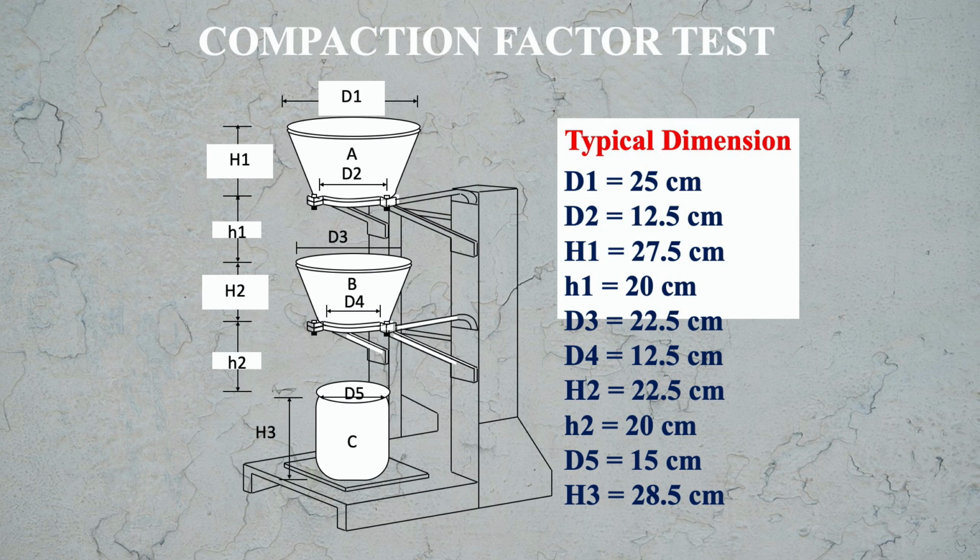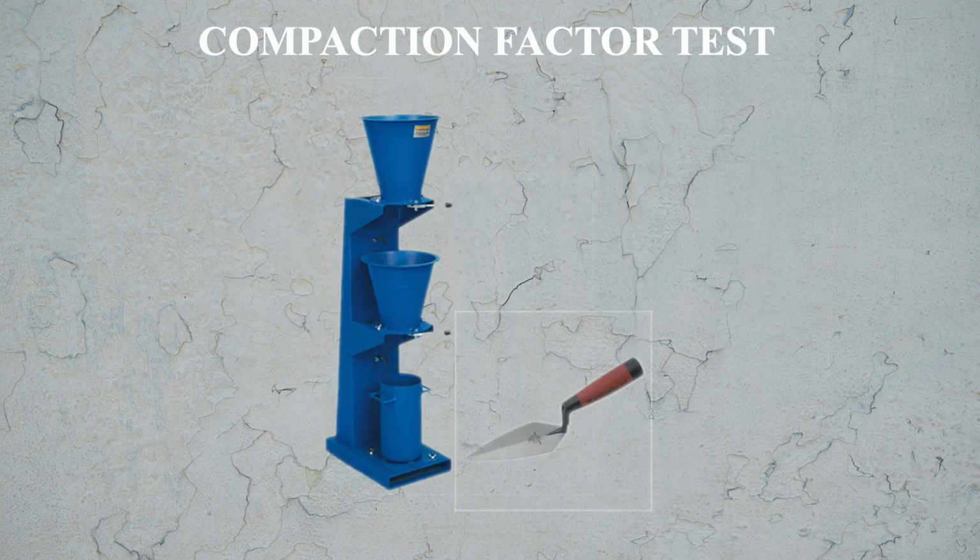Similarly, the top diameter of the second hopper is 22.5 cm, the bottom diameter is 12.5 cm, and the height of this hopper is 22.5 cm. And the gap between the second hopper and the cylinder, H2, is 20 cm. The height of the cylinder is 28.5 cm, and the diameter of the measuring cylinder is 15 cm. So this is the equipment. Here you see the actual equipment as I described, the hoppers and the cylinder.